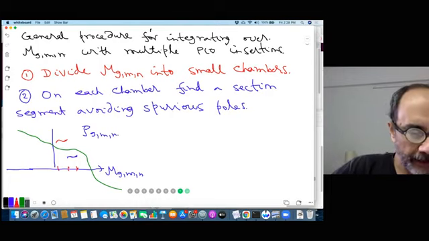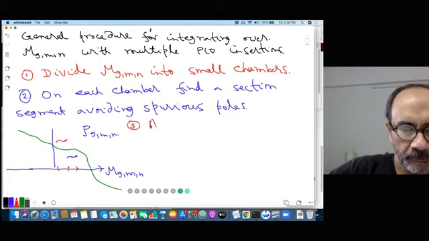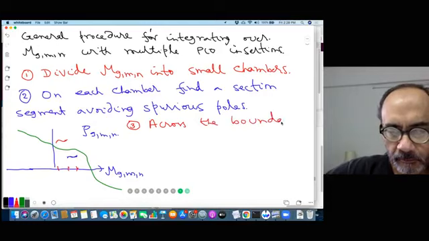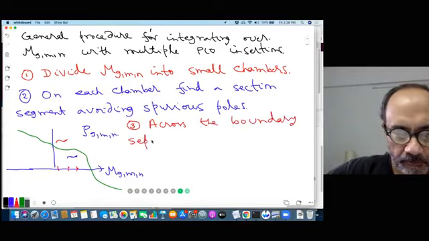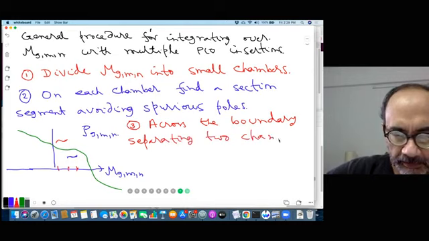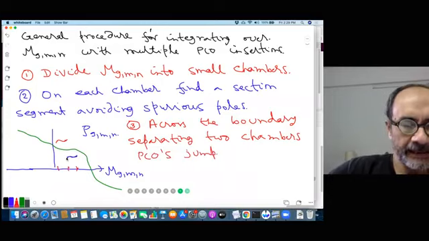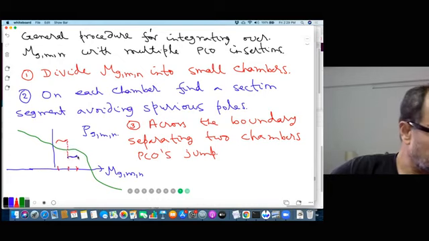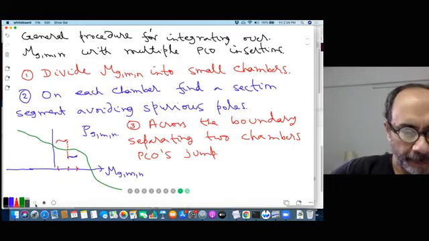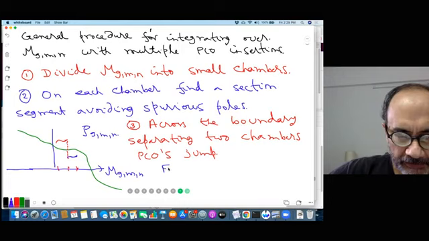But now you see that across the boundary separating two chambers, the PCOs jump. Because clearly this doesn't fit continuously. There is a jump. And the idea is that we'll have to fill the gap using a vertical segment. We fill the gap.